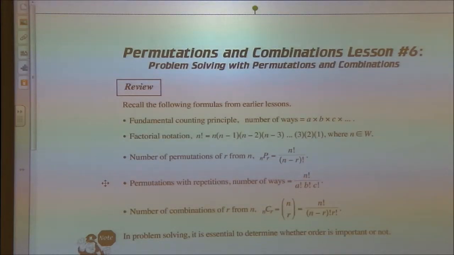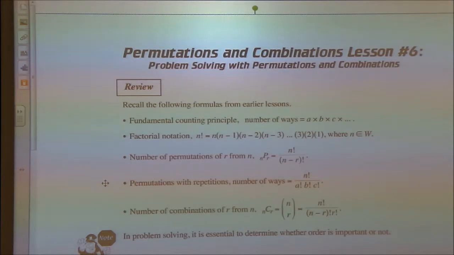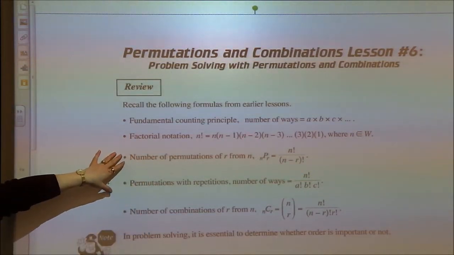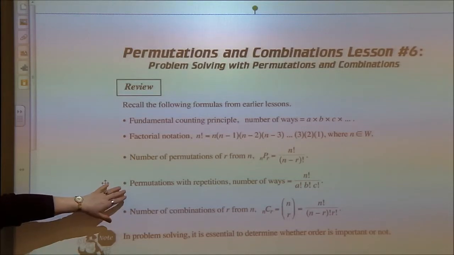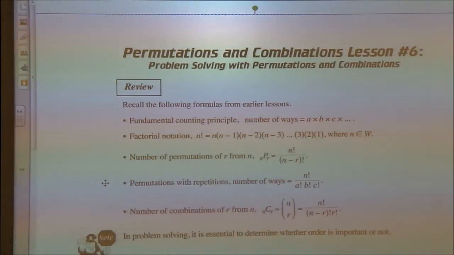So if we recall from earlier lessons, a lot of the time we can actually use the fundamental counting principle or factorial notation to answer questions. Then the number of permutations from n that have repetitions would be n factorial divided by a factorial, b factorial, c factorial. That's accounting for the repetitions. Then the number of combinations of r from n.